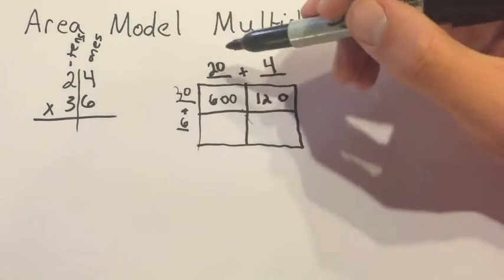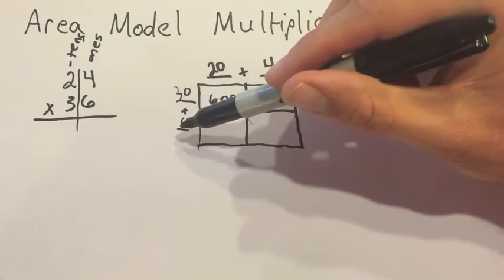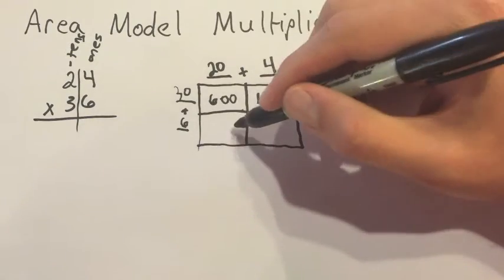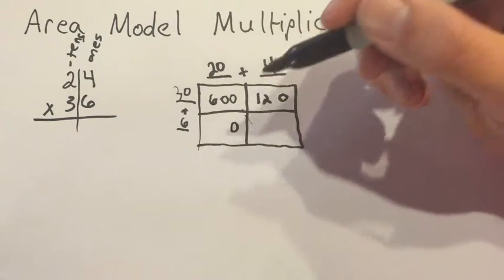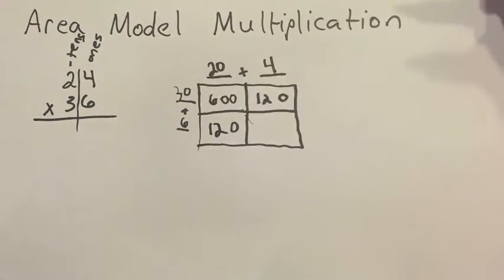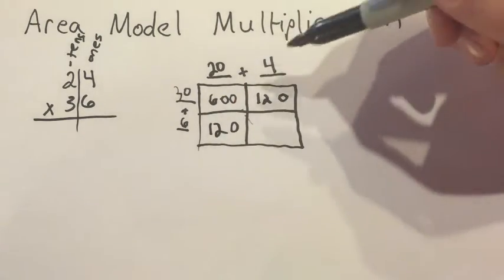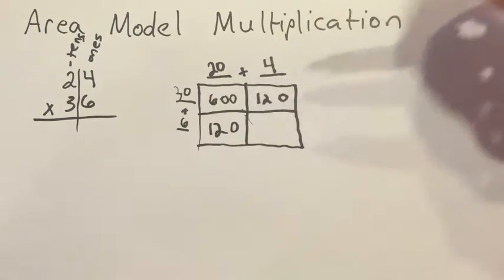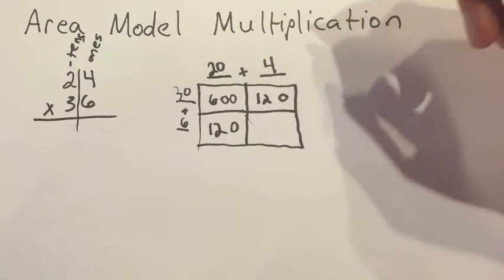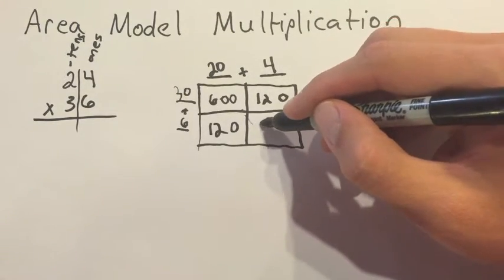Now we can go along the bottom and start doing the same with these two. We'll do the 6 times the 20. We count the zeros. There's 1 zero. And then we have 6 times 2. That's also 12. And finally, our last number to multiply is 6 times 4. We can do that easily, and 6 times 4 is 24.